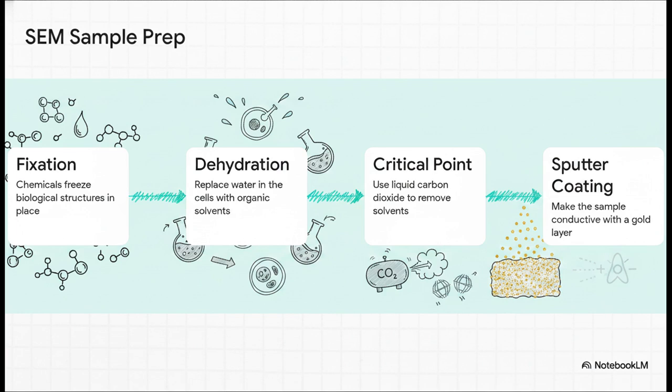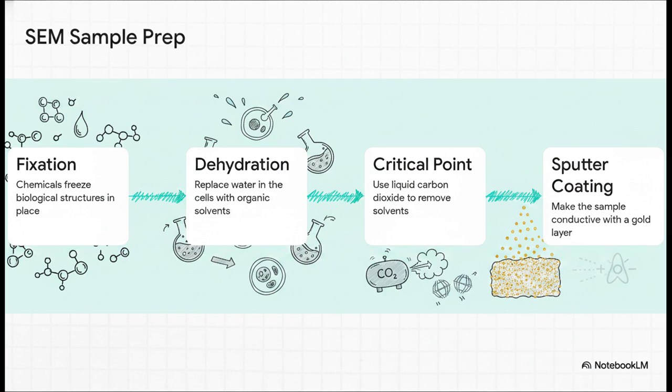First up is fixation, where chemicals are used to freeze the biological structures perfectly in place. Next is dehydration, where we painstakingly swap the water in the cells for organic solvents, usually ethanol. Third is critical point drying. This is a crazy cool process that uses liquid carbon dioxide to gently remove those solvents so that no surface tension collapses the super delicate structures. And finally, step 4, sputter coating.